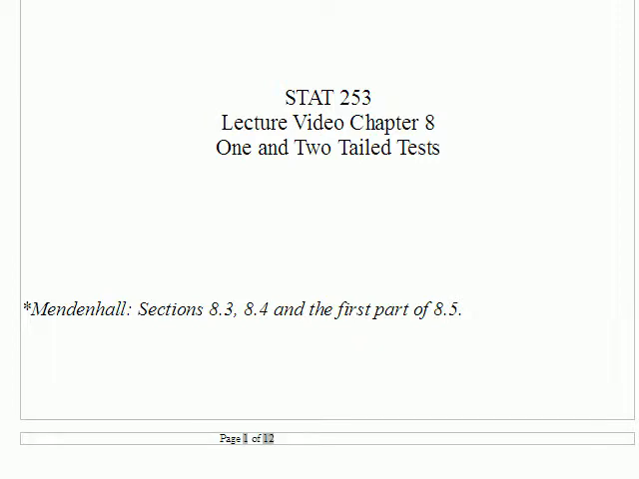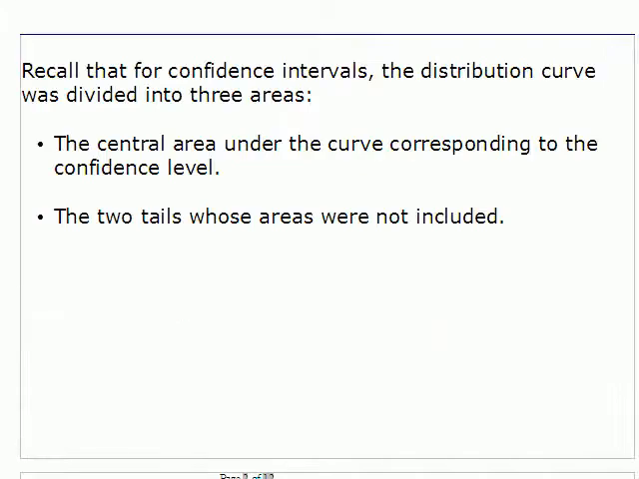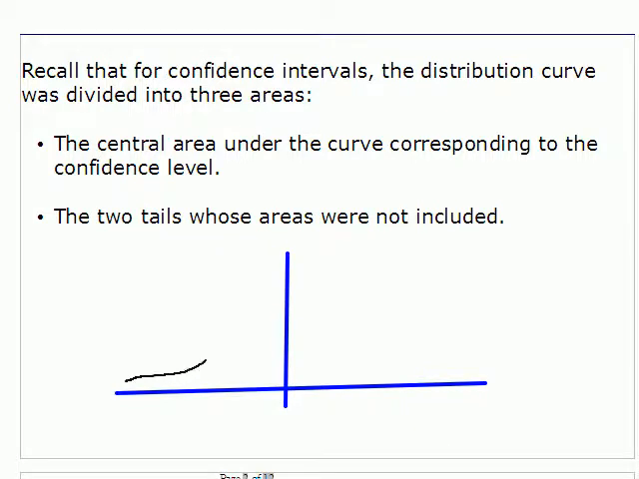This is the second lecture for Chapter 8 for Stats 253, and it's just one and two tail tests in general. Recall the situation for confidence intervals. There was a distribution curve, and let me do a bad job of drawing that. I'm just going to do a normal standard distribution curve, and like I say, I'm going to do a bad job of drawing this.